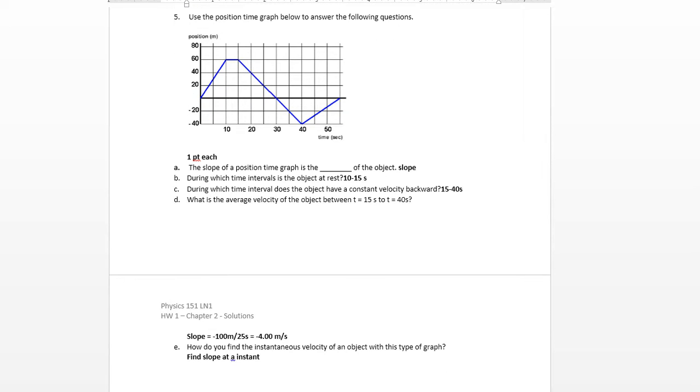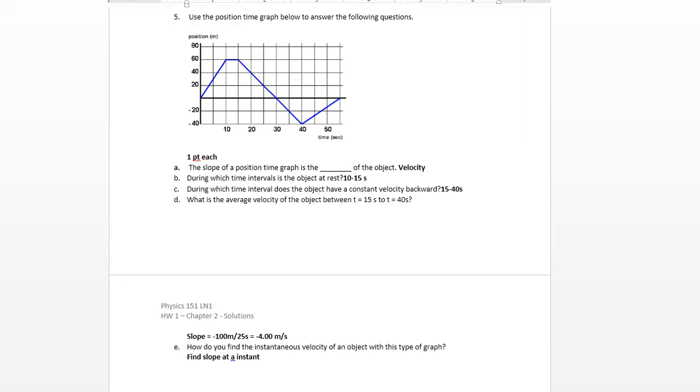In number 5, we're going to answer some questions about a position graph. So the slope on a position graph is always the velocity. The time that it's at rest is where it's staying at the same position. So it stays at the same position from 10 to 15 seconds. And it's at rest at t equals 40 seconds too. It just stops.